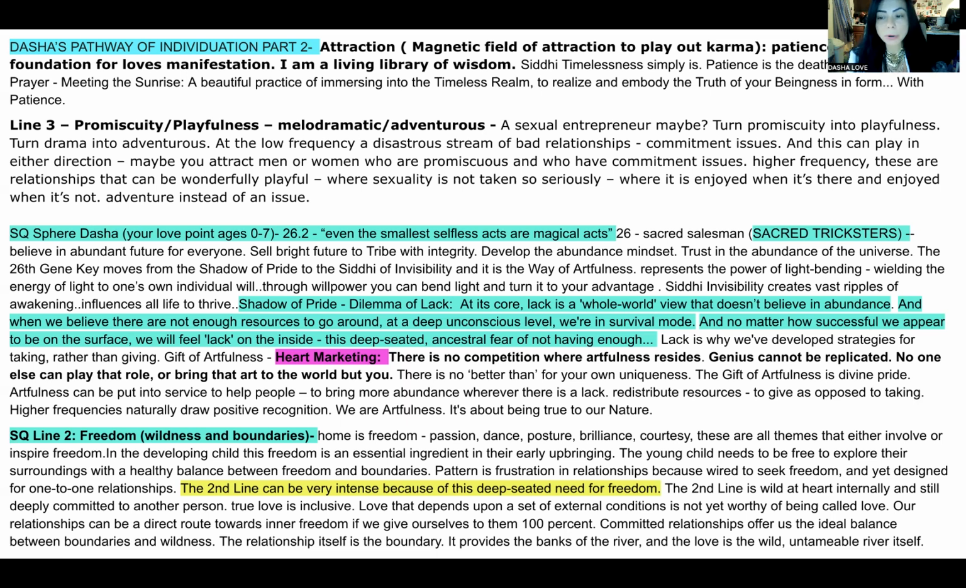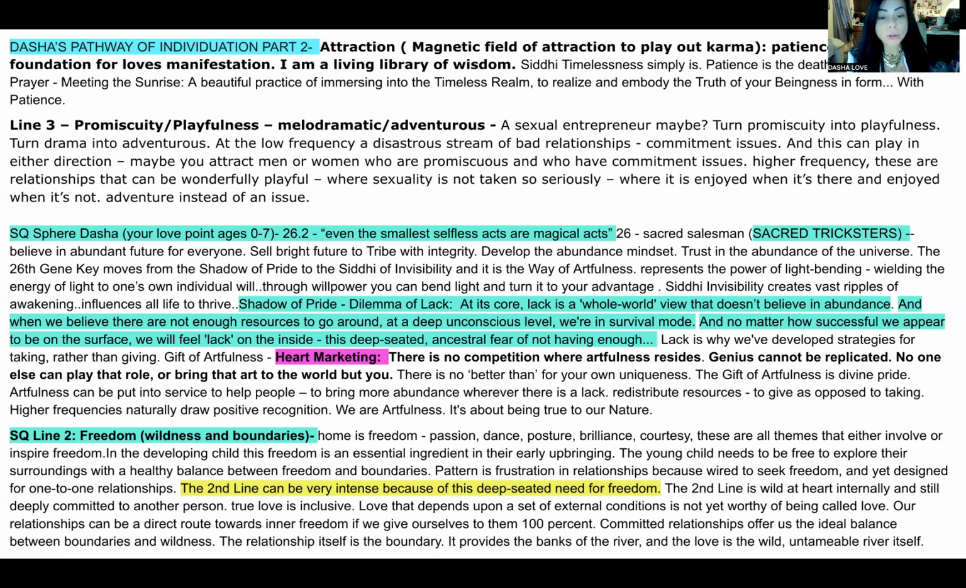So it represents the power of light bending, building energy of light to one's own individual will. So through the willpower, you can bend light and turn it into your advantage. So the city of invincibility, it creates a vast ripple of awakening. And this is how I influence all of life to thrive.